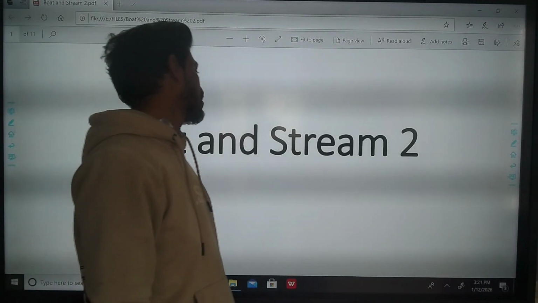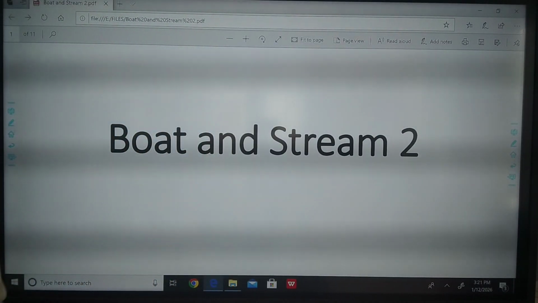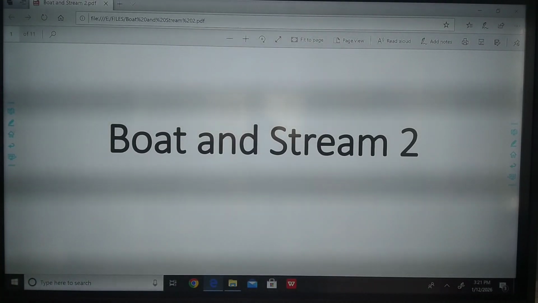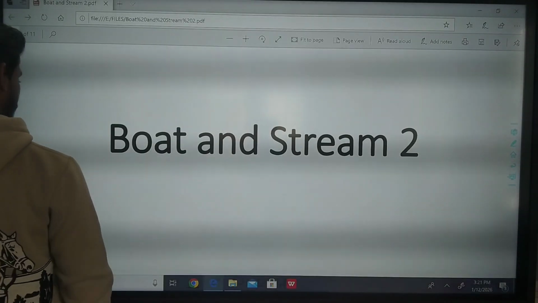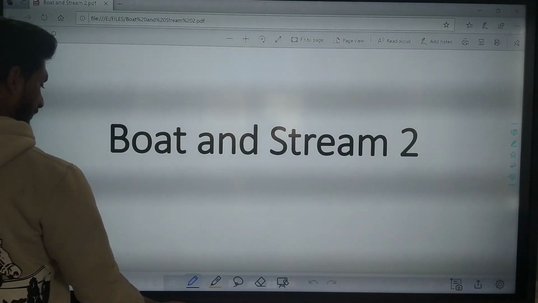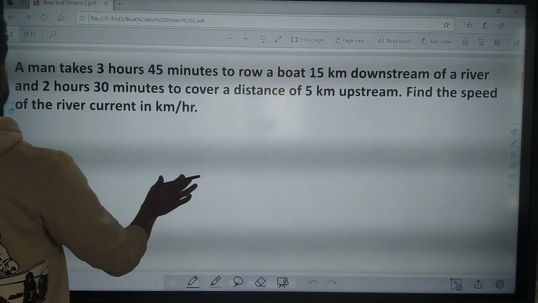Today we discuss the topic boat and stream. Now we see examples on boat and stream. See example here.